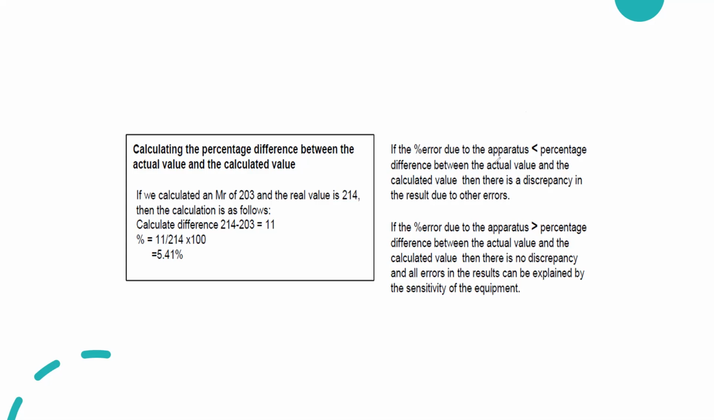If the percentage error is less than the percentage difference between the actual and the calculated value, it means the result has a difference due to other errors. But if the percentage error due to the apparatus is more than the percentage difference, it means all the errors are due to the equipment. So using this percentage error and percentage difference, you can work out whether the wrong result is due to the apparatus or due to other factors. Is it clear?